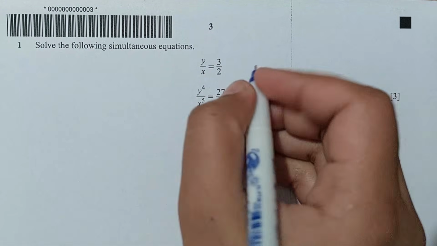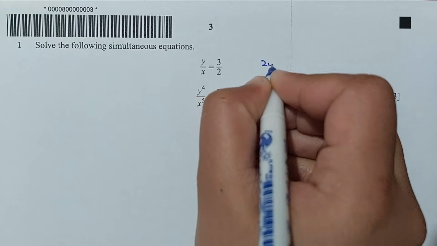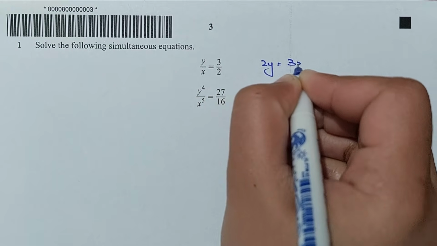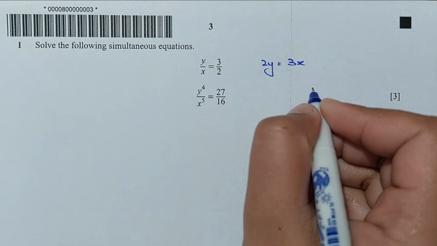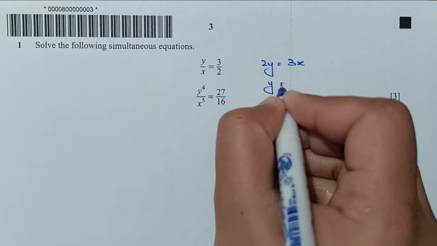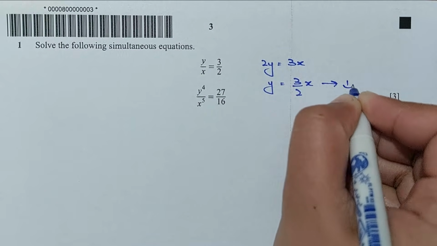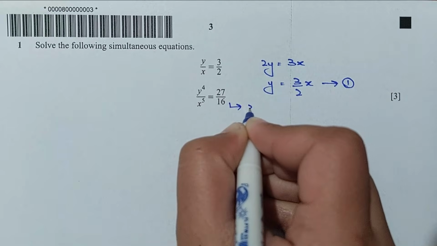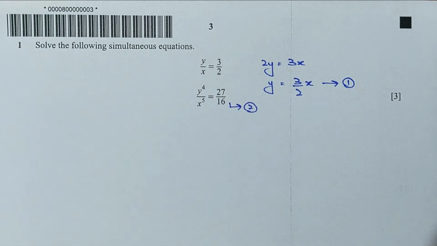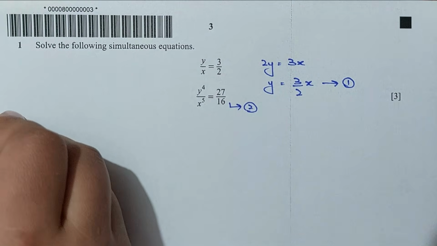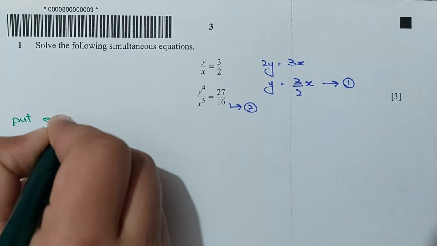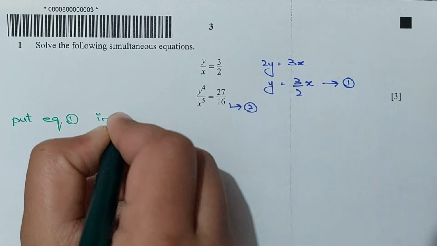So let's cross multiply this equation. This is 2y equals 3x. Let me solve for y, which is equal to 3 by 2x. Let's say this is my equation 1 and this is my equation number 2. So we can put equation 1 in equation 2.